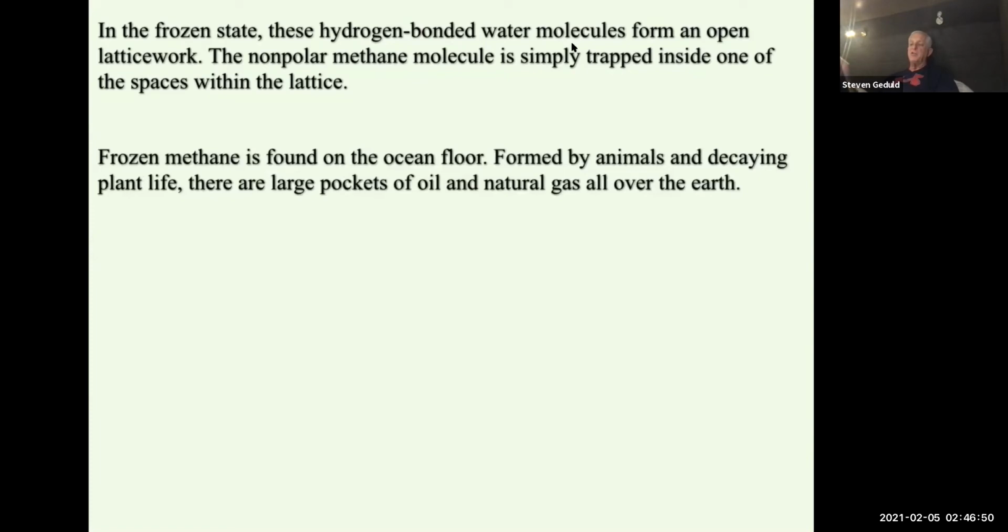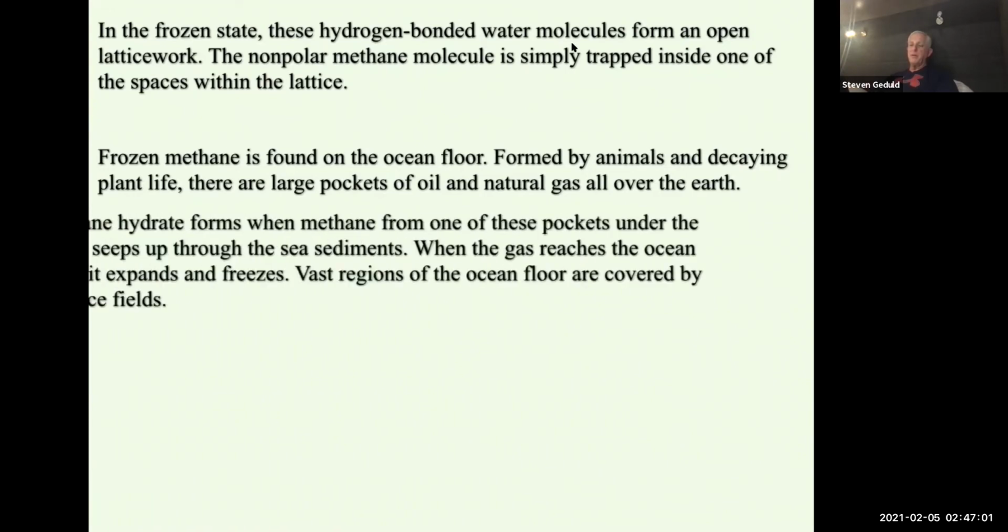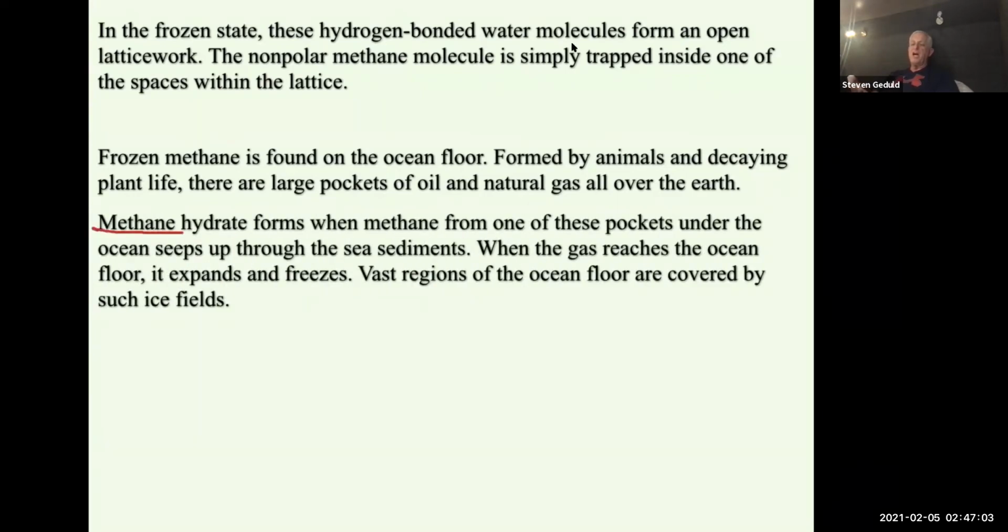It's formed by animals and decaying plant life. There are large pockets of oil and natural gas all over the earth, of this methane gas that's trapped underneath the surface of the ocean. These are what's called methane hydrate, because it's trapped with water. It forms when methane from one of these pockets under the ocean seeps up through the sediments.